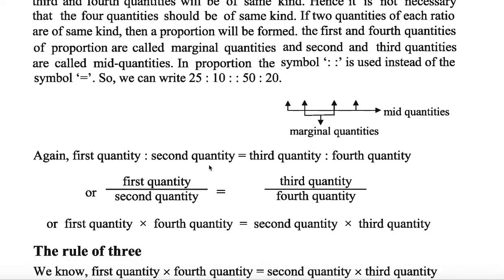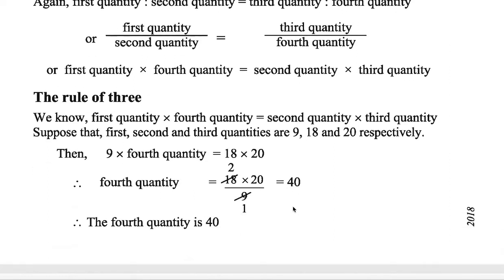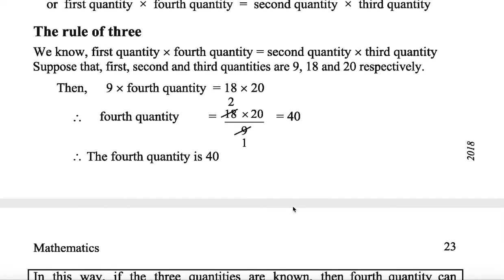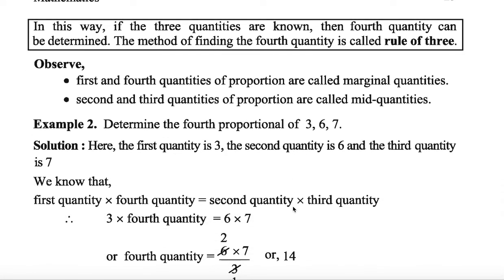Again, first quantity is to second quantity, like this. First quantity into fourth quantity is equal to third quantity into second quantity. The rule of three. The first quantity into fourth quantity is equal to the second quantity into the third quantity. Suppose that the first, second and third quantities are like this, you can find the fourth. In this way, if three quantities are known, then the fourth quantity can be determined. The method of finding the fourth quantity is called the rule of three.